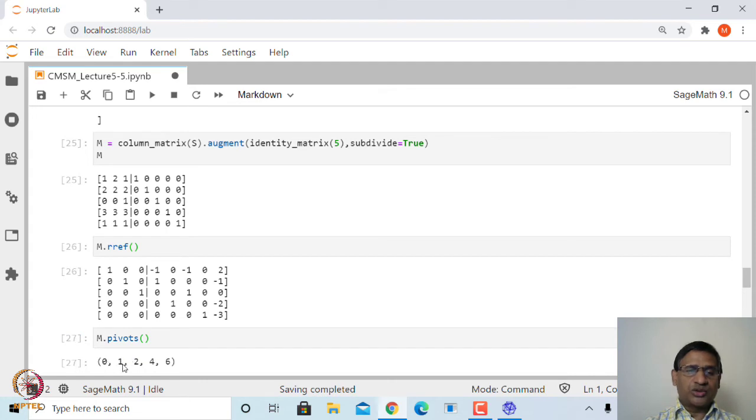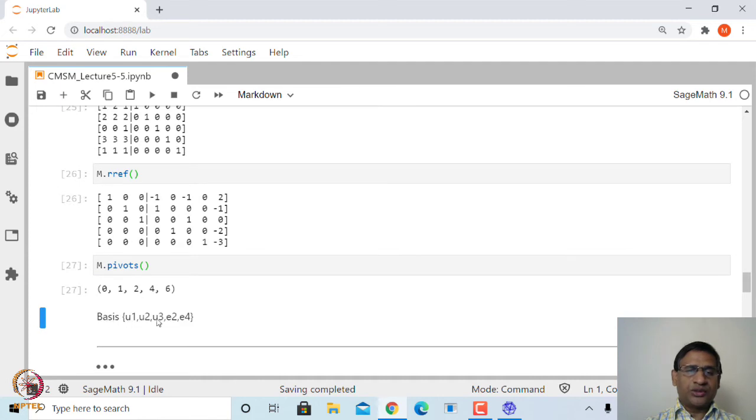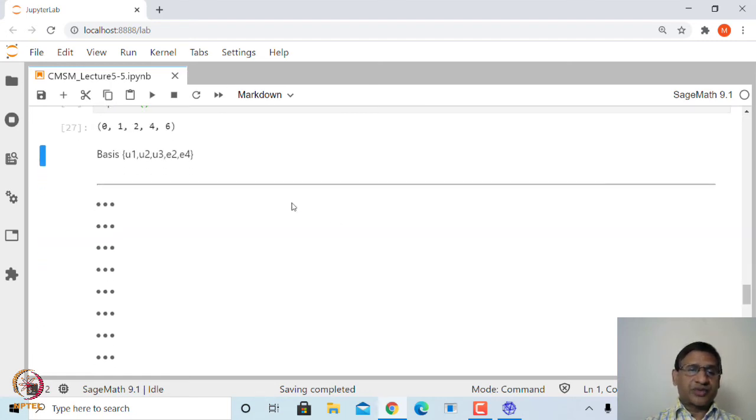So the pivots are 1, 2, 3 and 4 and 6. So that corresponds to U1, U2, U3, E2 and E4. That's a basis which is obtained by completing this linearly independent set of vectors to a basis. Right.